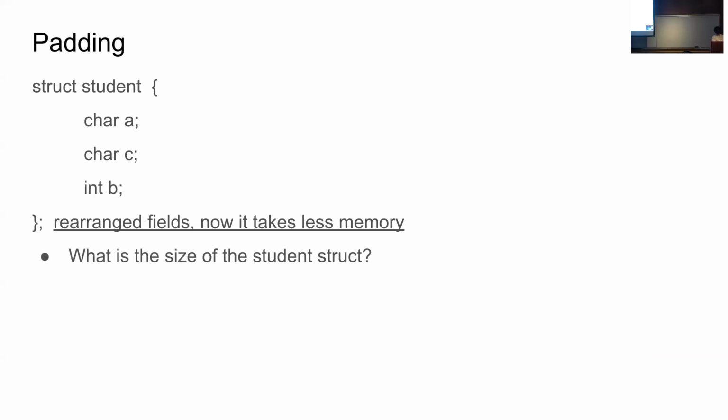Right. So now let's reorder it. We have character A, character C, and then integer B. So now what's the size? If you're on Zoom, you can just unmute and answer. And in person, you can just raise your hand. It's size of 8. Okay, so one answer is size 8. Another answer? Okay, another answer is 6.